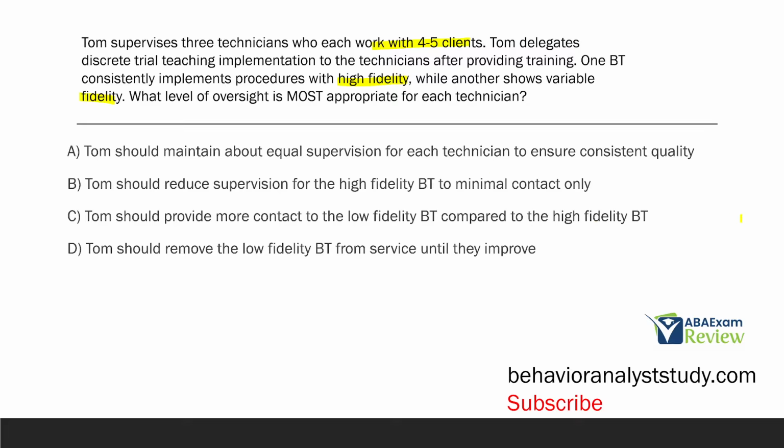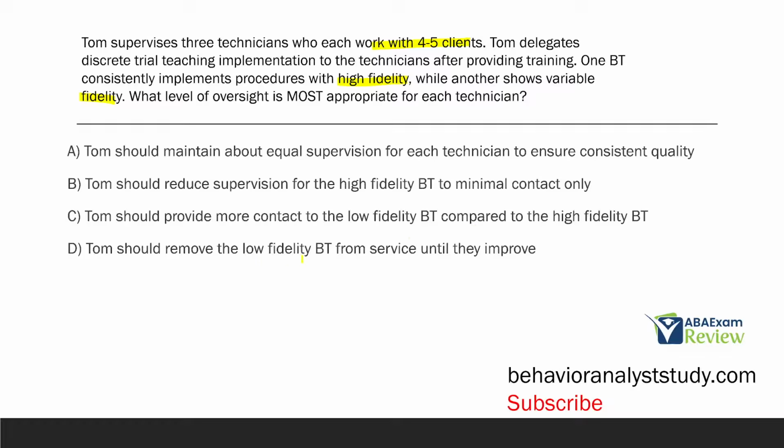B, Tom should reduce supervision for the high fidelity BT to minimal contact only. Not necessarily, right? You still want to supervise strong BTs, so we don't want to just minimally contact them, but we might have to do C. We might have to provide more contact to the low fidelity BT relative to the high fidelity BT, who might not need as much oversight.